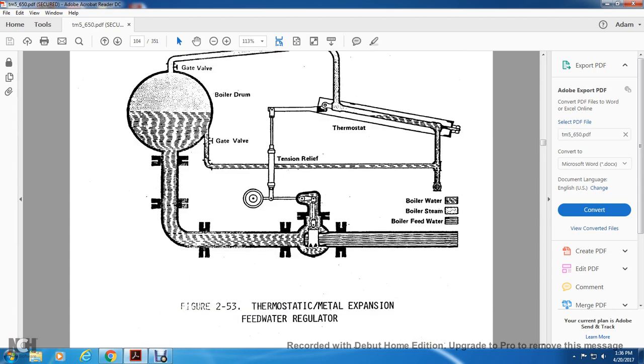Figure 253 shows the thermostatic metal expansion feed water regulator. It shows the gate valve, the boiler drum, the gate valve, the tension relief thermostat, boiler water, boiler steam, and boiler feed water, rigid water lines.